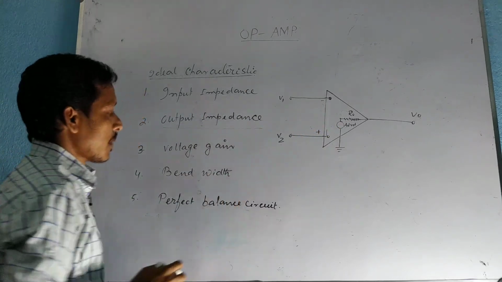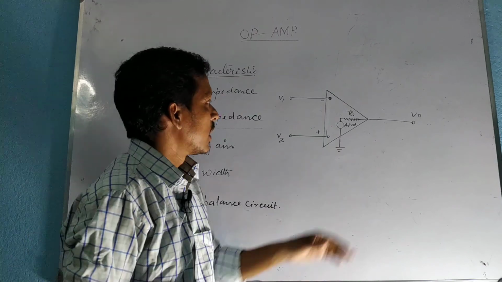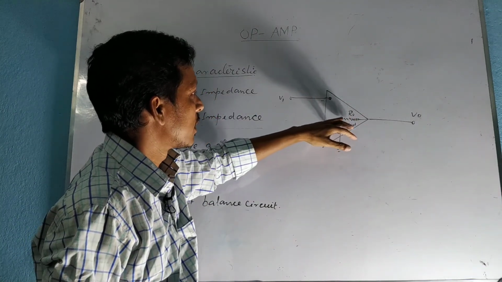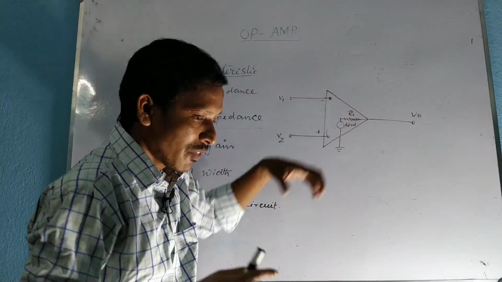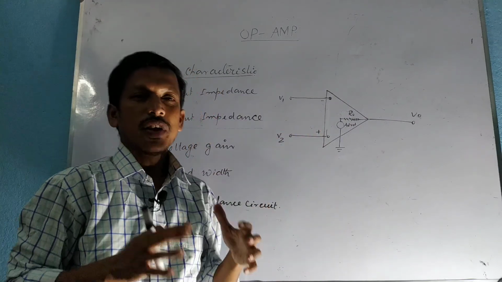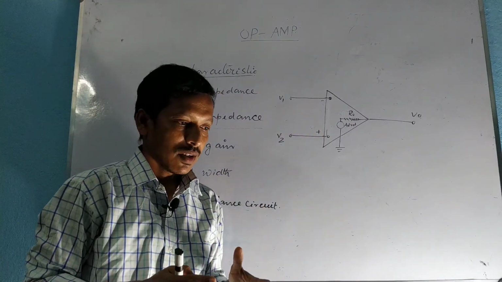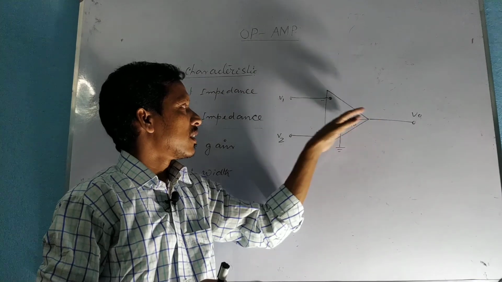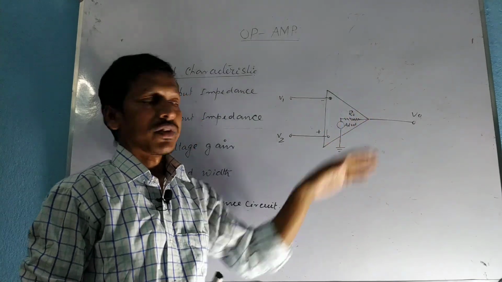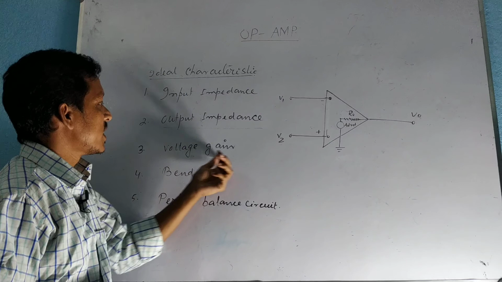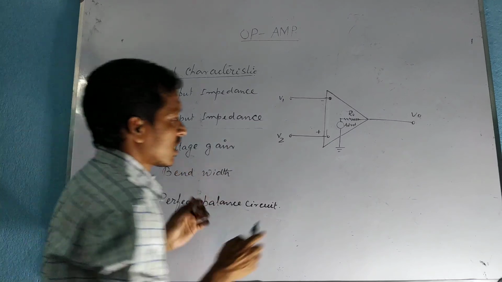Output impedance is 0 in the ideal case. This is the output impedance, but practically the output impedance is very small. In the ideal case, output impedance is 0.